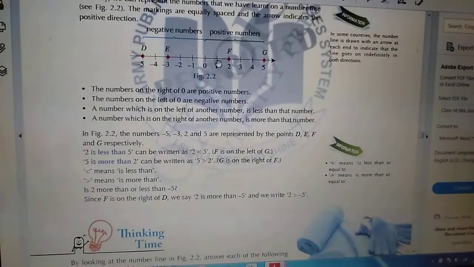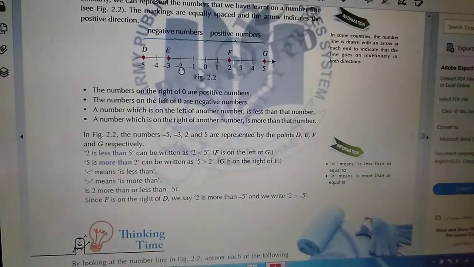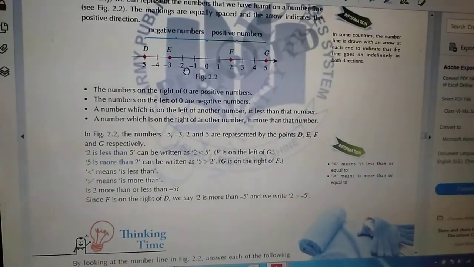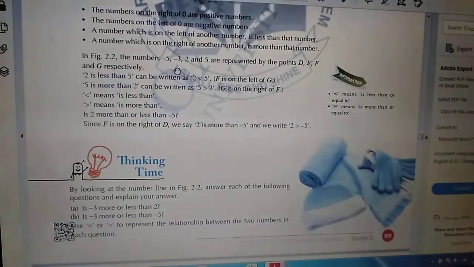When we have 2 it will be greater than 0, and when we have negative 2 it will be less than 0. So remember this, whenever we have a negative sign it will be less than 0.